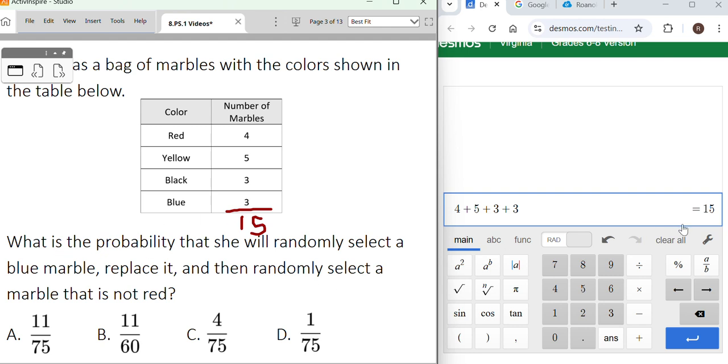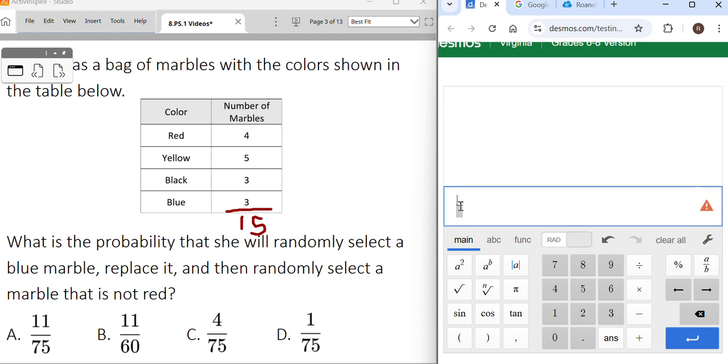Now, let's read the statement. It says, what's the probability that she will randomly select a blue marble? So let's start by putting a symbol here. So she wants a blue marble. There are 3 blue marbles, so we're going to type a 3 on top. And how many were there total? 15, so that goes on the bottom. And then she replaces it, so she puts it back, which means there are still 15 marbles.